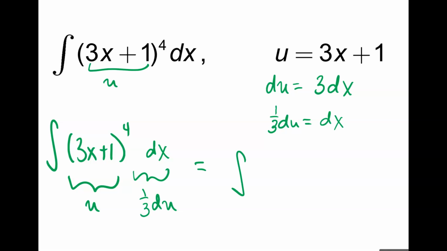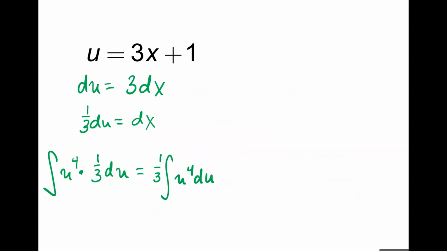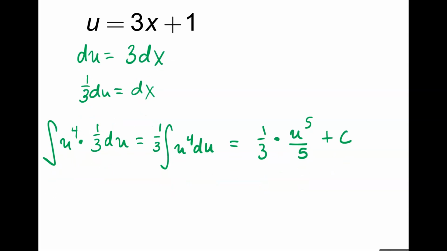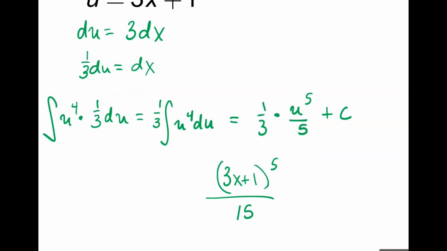So I take the integral of u to the 4th times 1/3 du. Just plugging it in nice and slow. I'm going to bring that constant out front. This is one of the properties of integrals. And I'll have u to the 4th times du. Okay, so that's 1/3 times u to the 5th over 5 plus c. All right, plug back in our u, so 3x plus 1 to the 5th, and then on the bottom, 3 times 5 is 15, plus c.